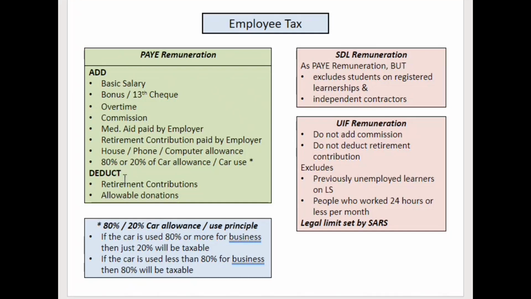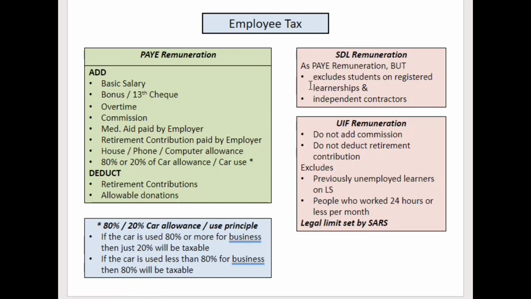Okay. From your pay as you earn remuneration, you are going to deduct the retirement contributions of both the individual as well as the company, as well as any allowable donations. So that is in the column or columns that refer to your pay as you earn remuneration and calculations.